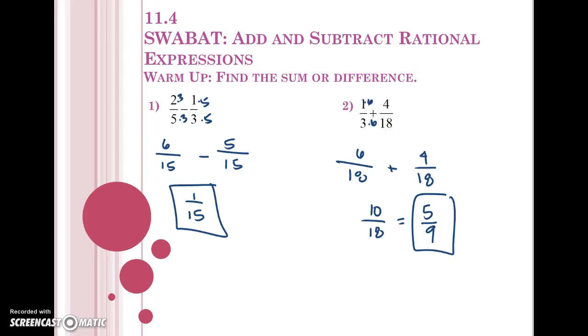Our SWABAT is to add and subtract rational expressions. From your warm-up, if you've completed it, you should check your answers with mine. You should have had 1 over 15 for number 1, and then for number 2, 5 over 9.